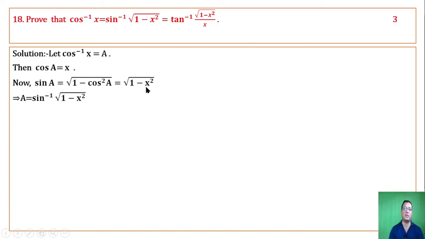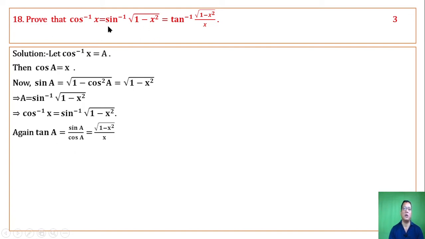Therefore, sin a in terms of this. Then sin a is root over 1 minus x square, so a is sin inverse of root over 1 minus x square, and a is cos inverse x. So cos inverse x equal to sin inverse of square root over 1 minus x square.